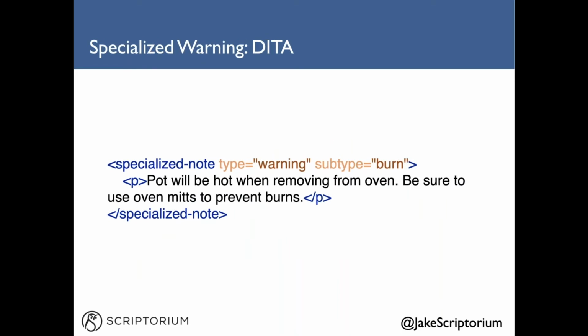Or we can take a look here at a specialized note. The big change that we have here is that we have added a subtype attribute, which we can use to identify the image that goes with the warning. So we have subtype burn, or say subtype sharp, and that says which image is going to go in there so that we don't have to manually insert that image every time. And if we change that image, we only need to change it in the place that it's being retrieved from. So you don't need to worry, am I updating all of the instances of this image throughout all of our content sets?